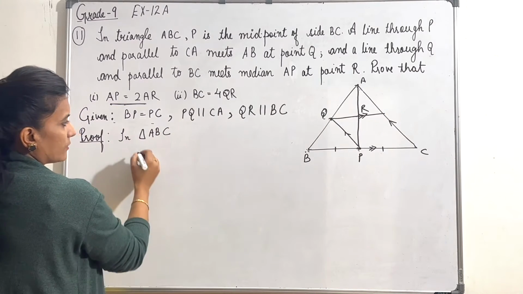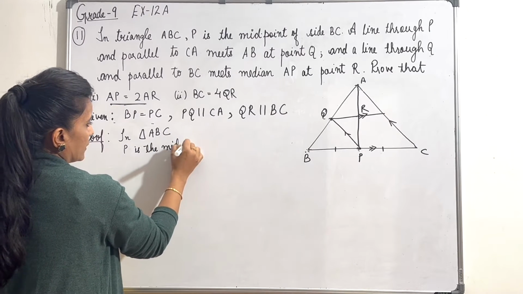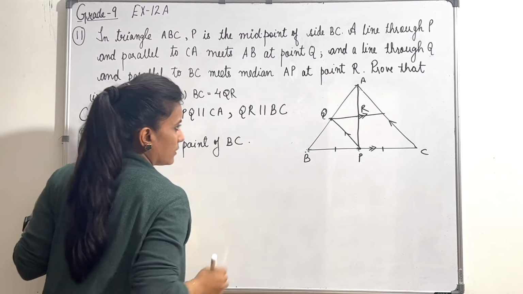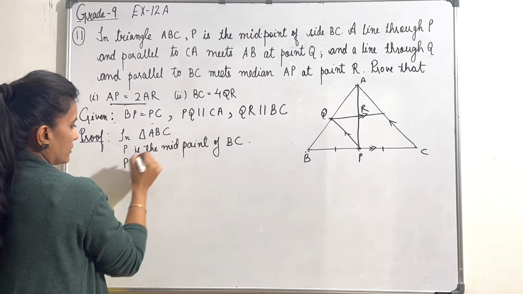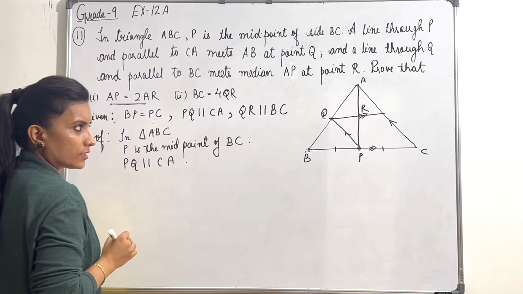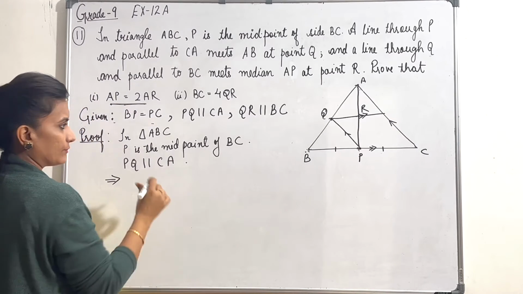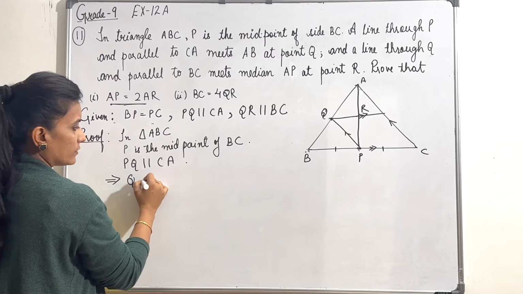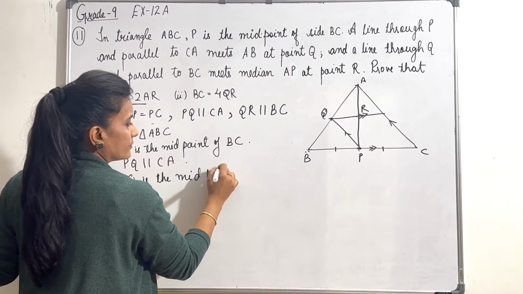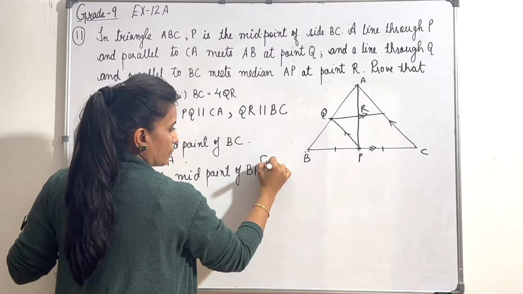In triangle ABC, P is the midpoint of BC. This is given. PQ is parallel to CA. This is also given. This implies from the converse of midpoint theorem, Q will be the midpoint of BA.